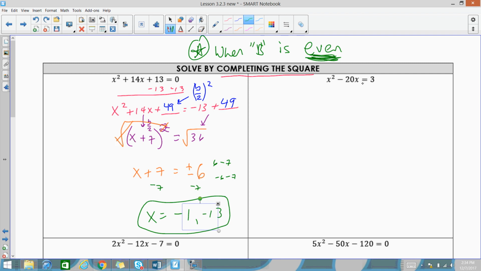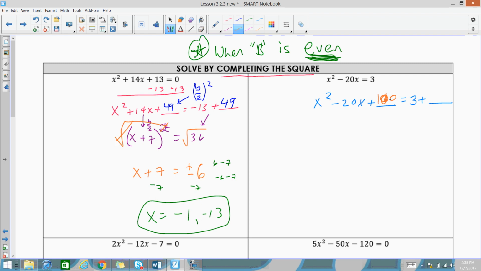X squared minus 20x equals 3. So now look, the c value has been moved over for us. So that's awesome. So I'm just going to rewrite it as x squared minus 20x plus blank equals 3 plus blank. Now, I always write it like this, all right? Don't be like, oh, I don't need to write. No, no, no. Write it like that so you know that you got to get that special c value there. So again, to get that special c value, you go b divided by 2. So that's negative 10. Squared is 100.